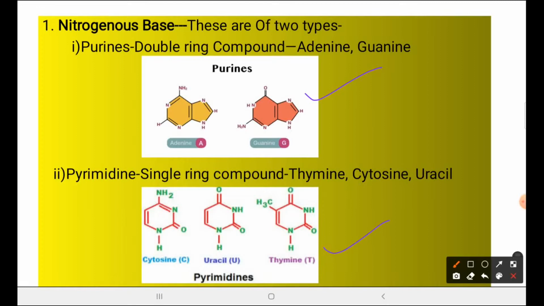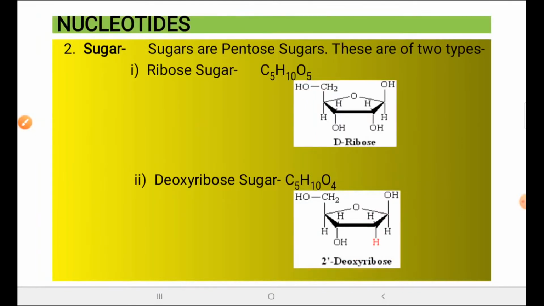Now let us come to the next one, that is your sugar. The sugar is actually a pentose sugar that is made up of 5 carbon atoms. As you can see here, there are 5 carbon atoms: 1, 2, 3, then 4, then this one is 5, the fifth carbon atom. So these are made up of 5 carbon atoms.